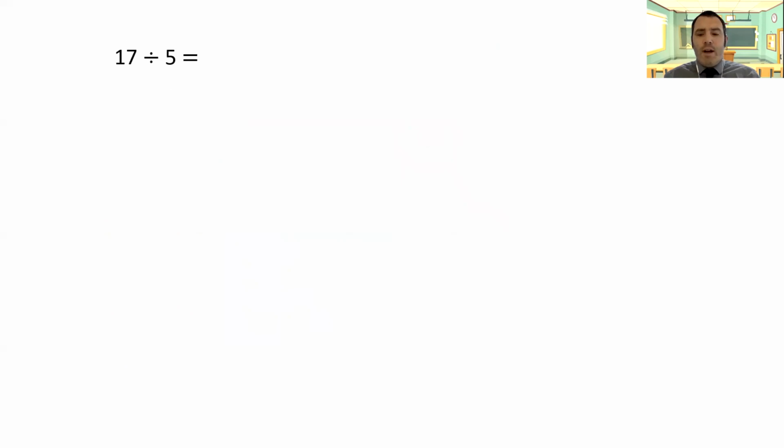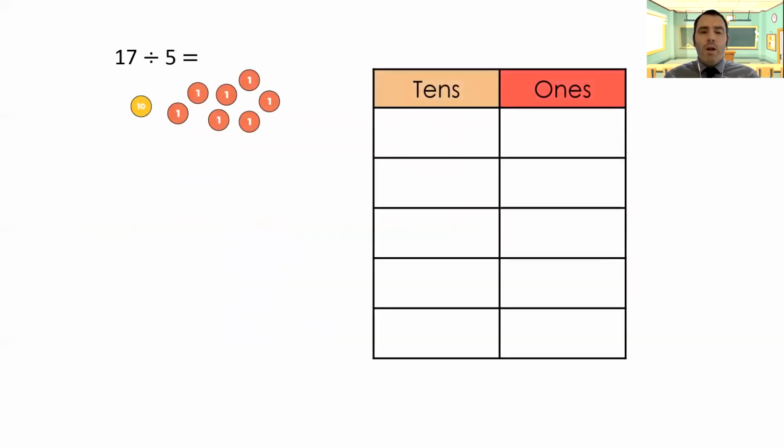So I've got 17 divided by 5. Got my tens and my ones. Now, problem here. I've only got 1 ten. I can't divide that by 5. I can't divide one thing and have it in 5 different places. So I'm going to have to exchange this straight away. So I'm going to take my 10 ones. I'm going to turn them into 17 ones. Then the process is exactly the same. It's moving them across, putting them in the right place. They're all ones. They're all going to go in the ones column.